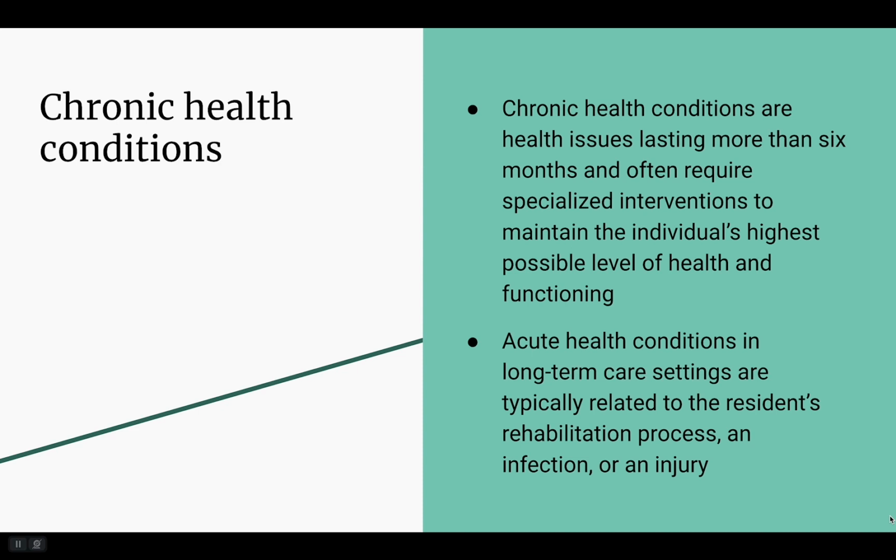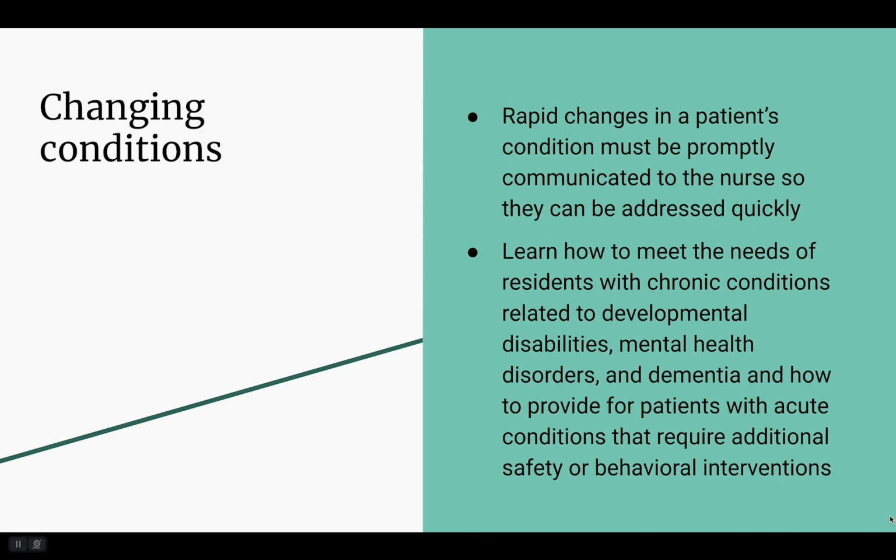Acute health conditions in long-term care settings are typically related to the resident's rehabilitation process, an infection, or an injury. Nursing assistants also work in hospital settings, where patients with acute health conditions can experience rapid changes in their condition. These changes must be promptly communicated to the nurse so they can be addressed quickly.